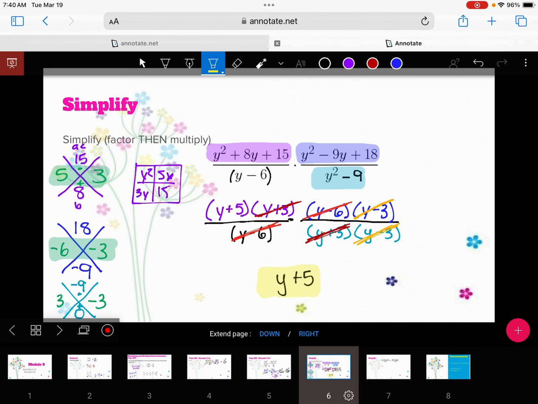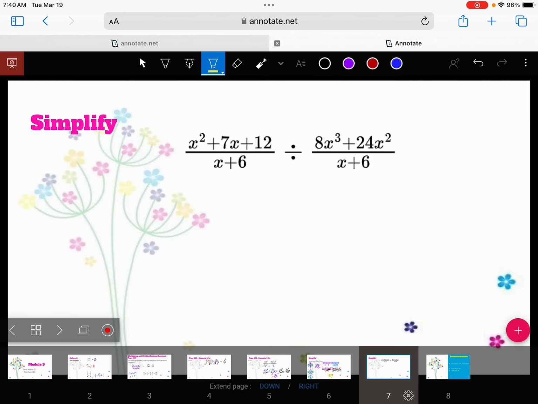Because we did monomial multiplication and monomial division. Then we did polynomial multiplication. I wonder what's next. Polynomial division. Oh, and look, X's, our very bestest friends. We love them.